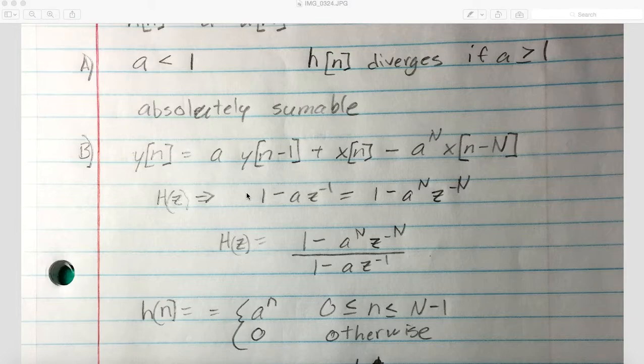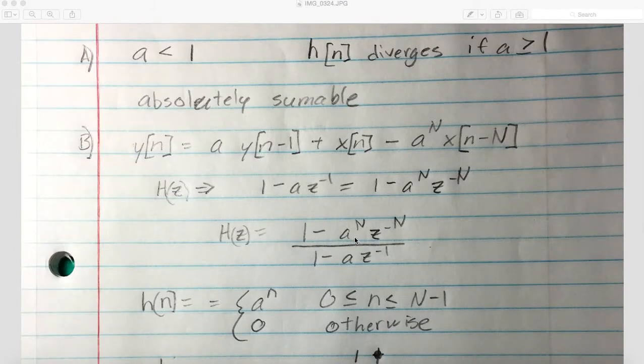So for this problem, I skipped ahead to Chapter 3 and used the Z transform to find that H of z is equal to 1 minus a to the capital N times z to the minus N over 1 minus a times z to the minus 1. And it is really easy to take this Z transform because it's a finite length sequence.